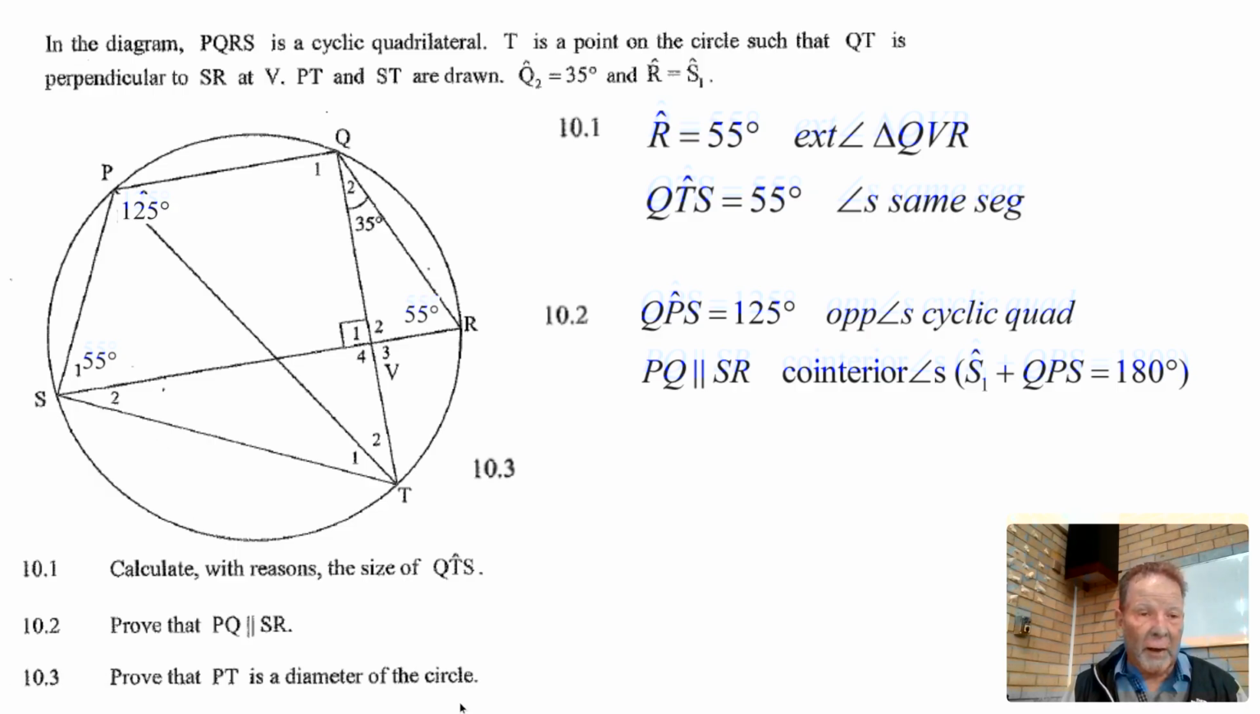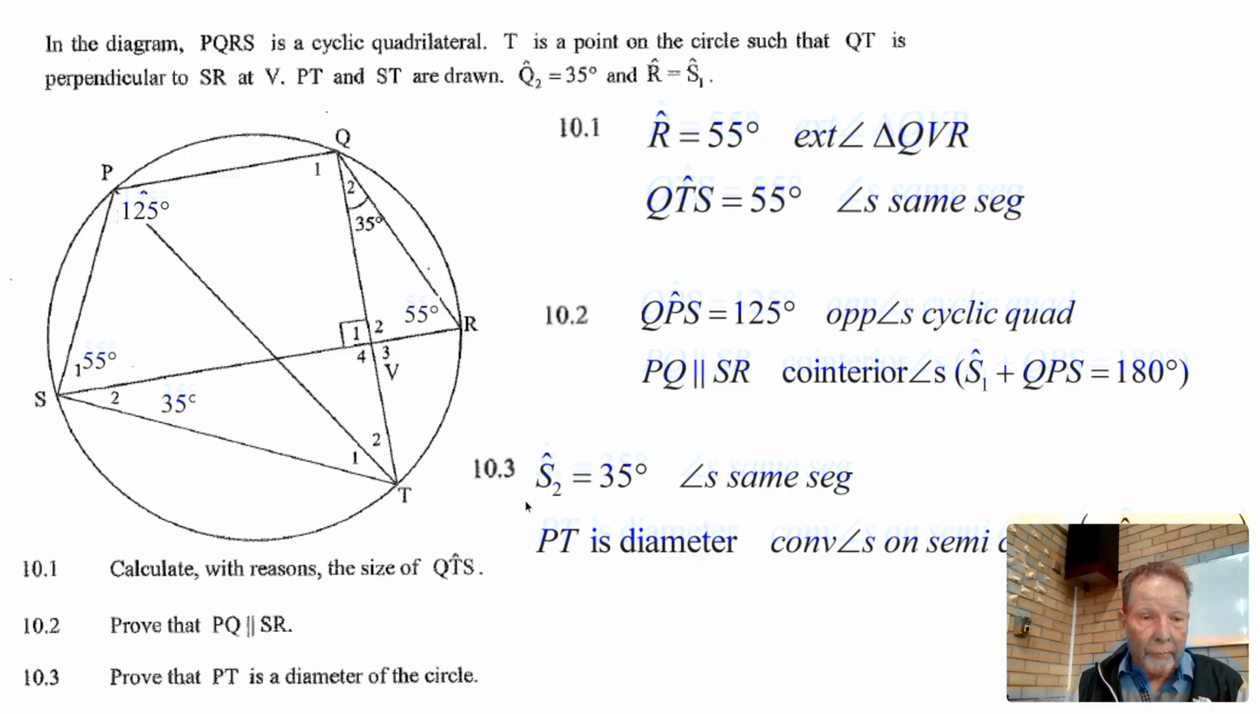Prove that PT is the diameter of this circle. Well, if we could prove that this is 90 degrees, then by angles in a semicircle, PT would have to be the diameter. Well, S2 must be 35 because angles Q and S2 open up to the same segment of the circle, RT here, the same chord. So PT must be the diameter because look at that, 35 and 55, PST is 90 degrees. So it's the converse of angles in a semicircle that forces PT to be the diameter. Well, there's those three questions all done.